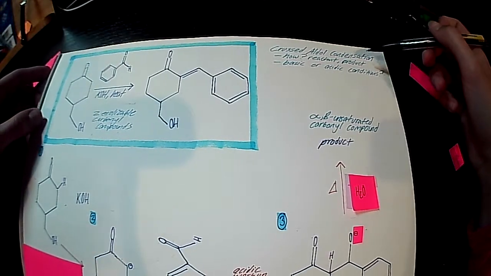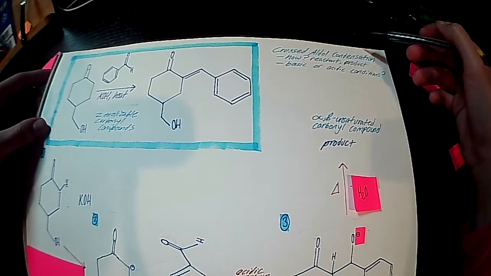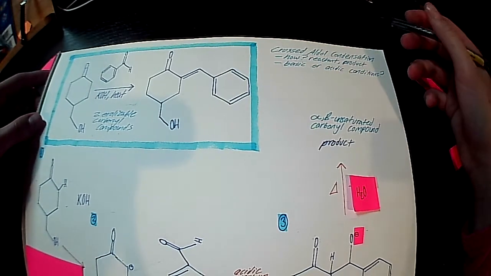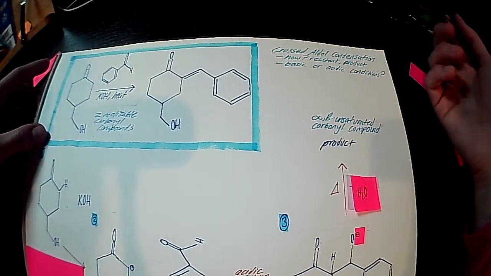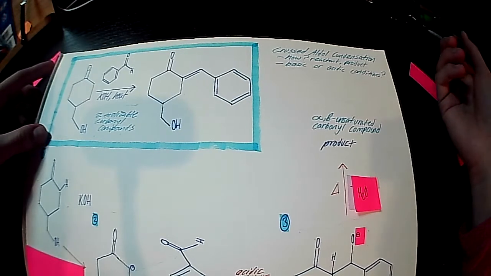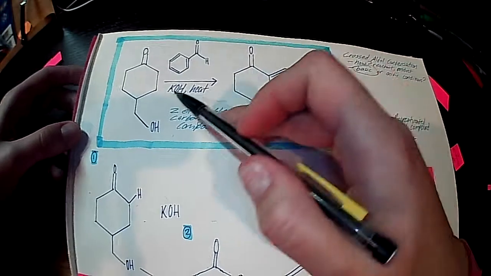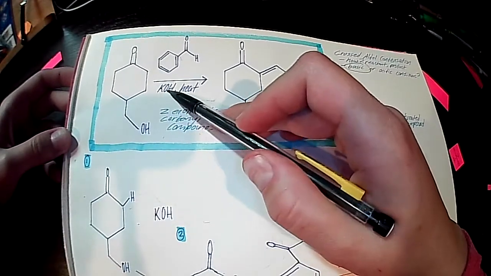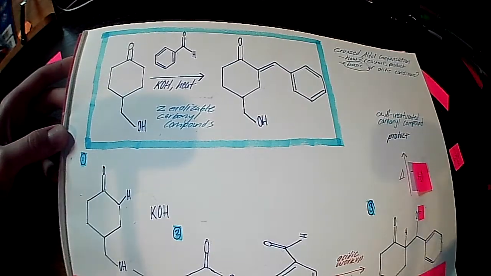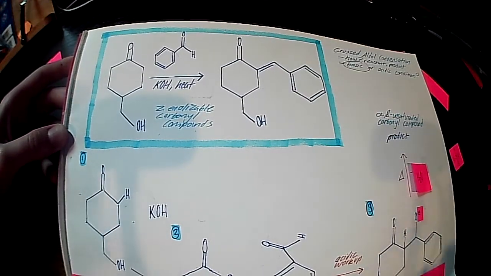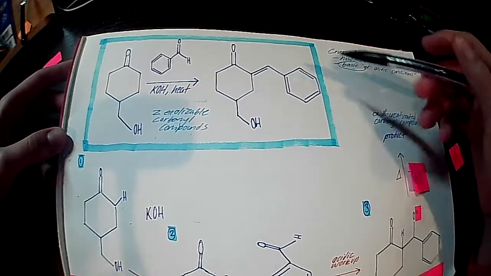The last thing to look at and understand is this crossed aldol condensation could occur in basic or acidic conditions. In this case, we're going to be in basic conditions, and we can note that by the potassium hydroxide. The potassium hydroxide is a really basic compound, so we know that it is our basic conditions.